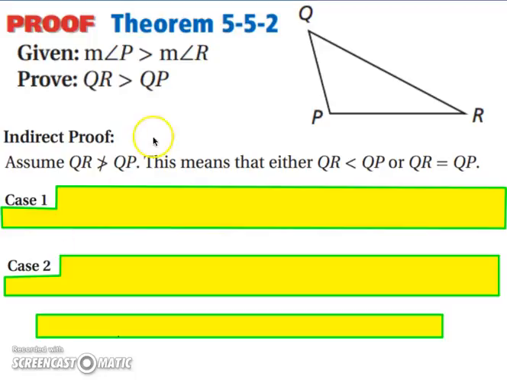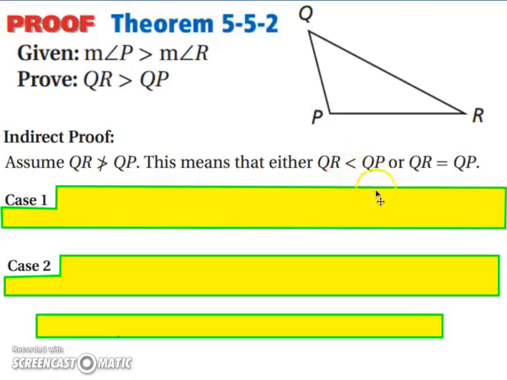Alright, so the measure of angle P is greater than the measure of angle R. We want to prove that that means QR has to be greater than QP. So we're going to start with assuming the opposite of what we're trying to prove. So we're going to assume that QR is not greater than QP. This means that either QR is less than QP or it's equal to. So you're going to basically have two separate cases. One for this one, and then one for the equal one.